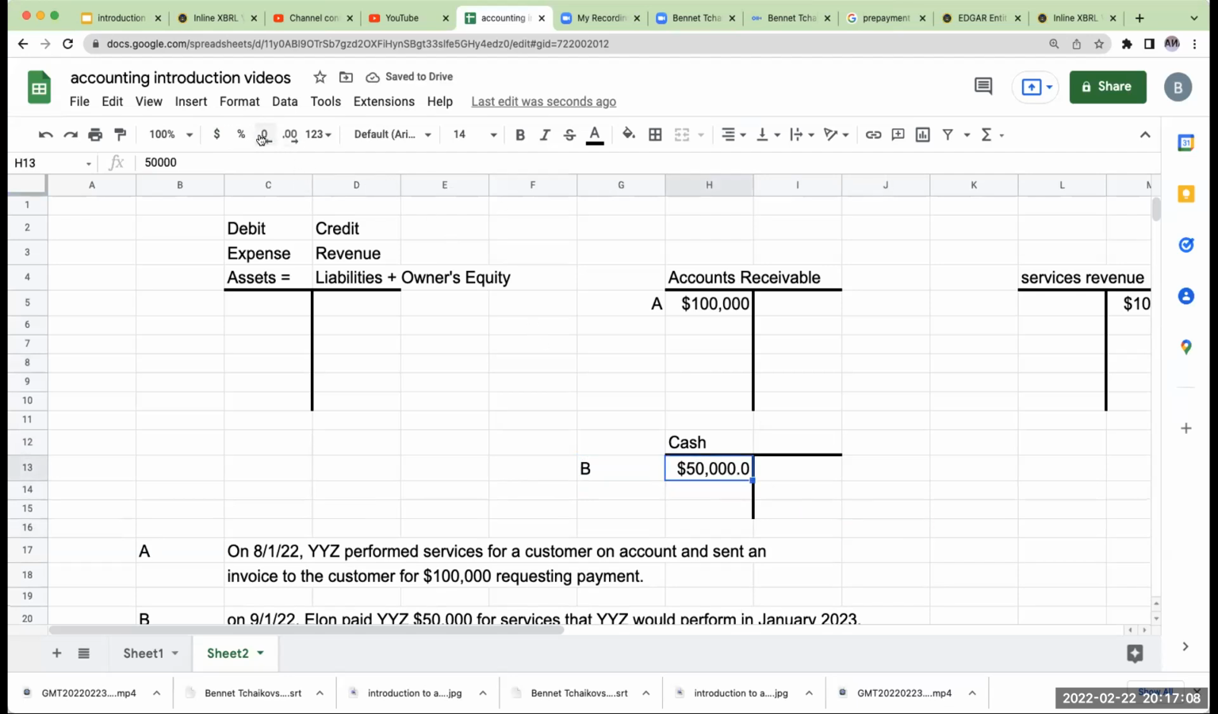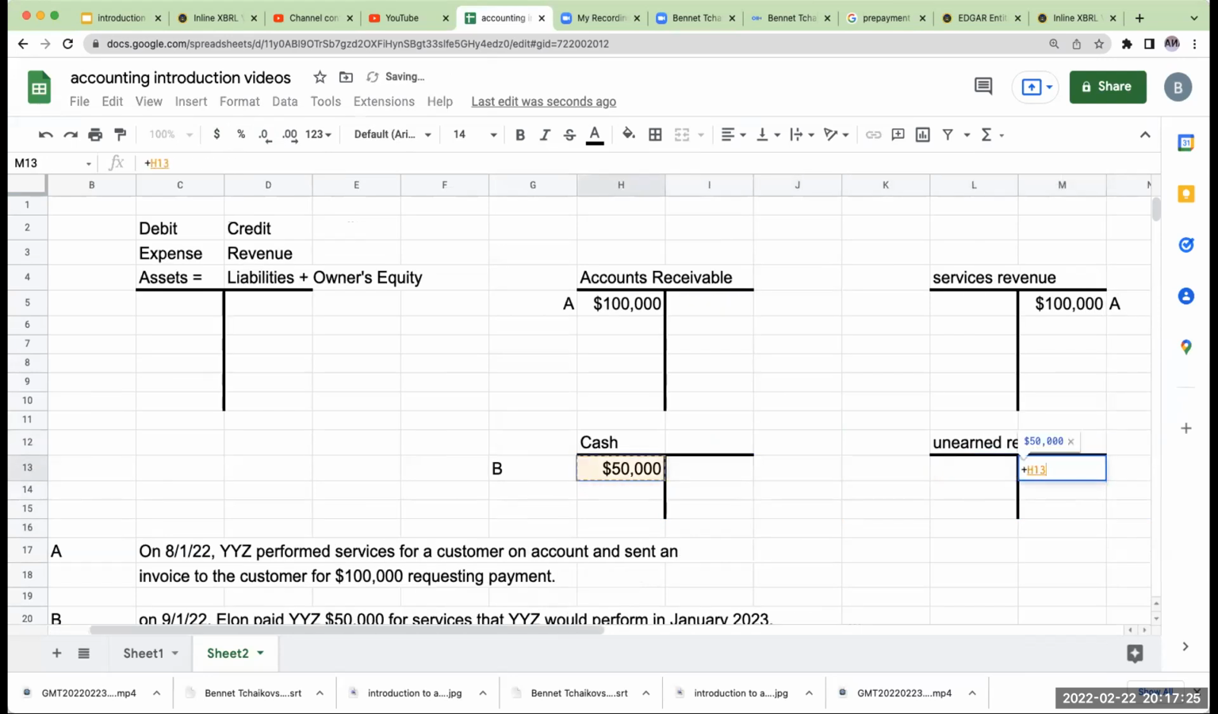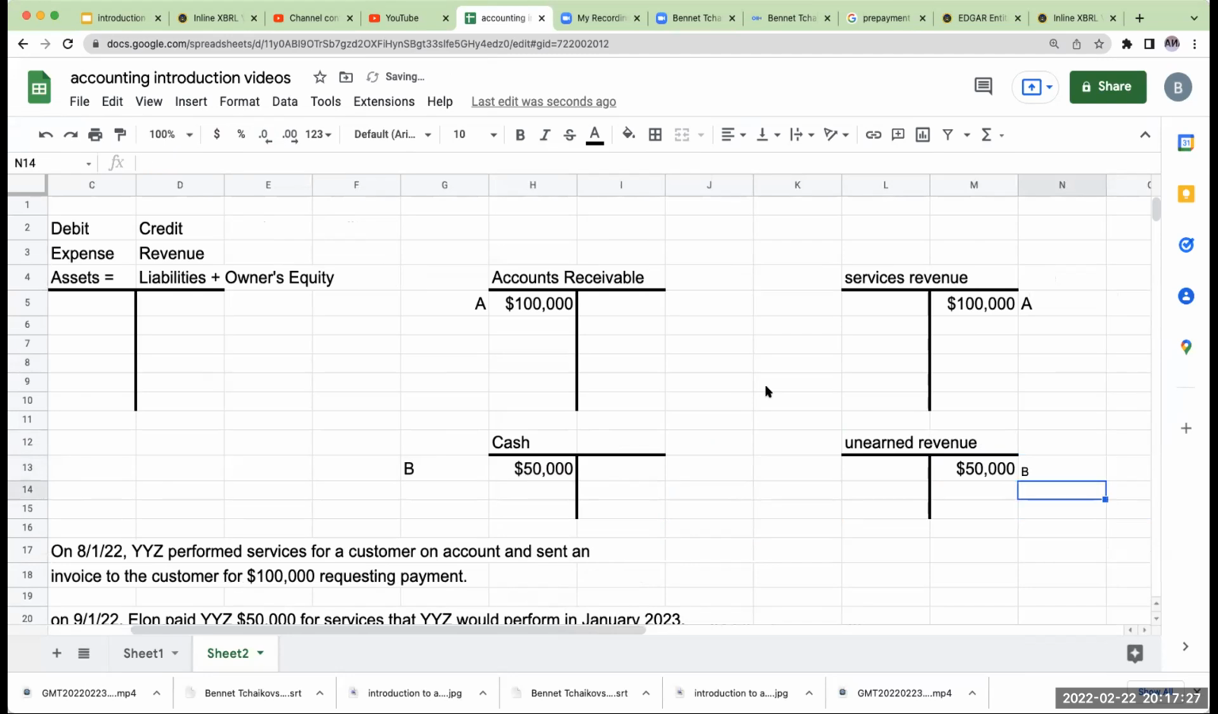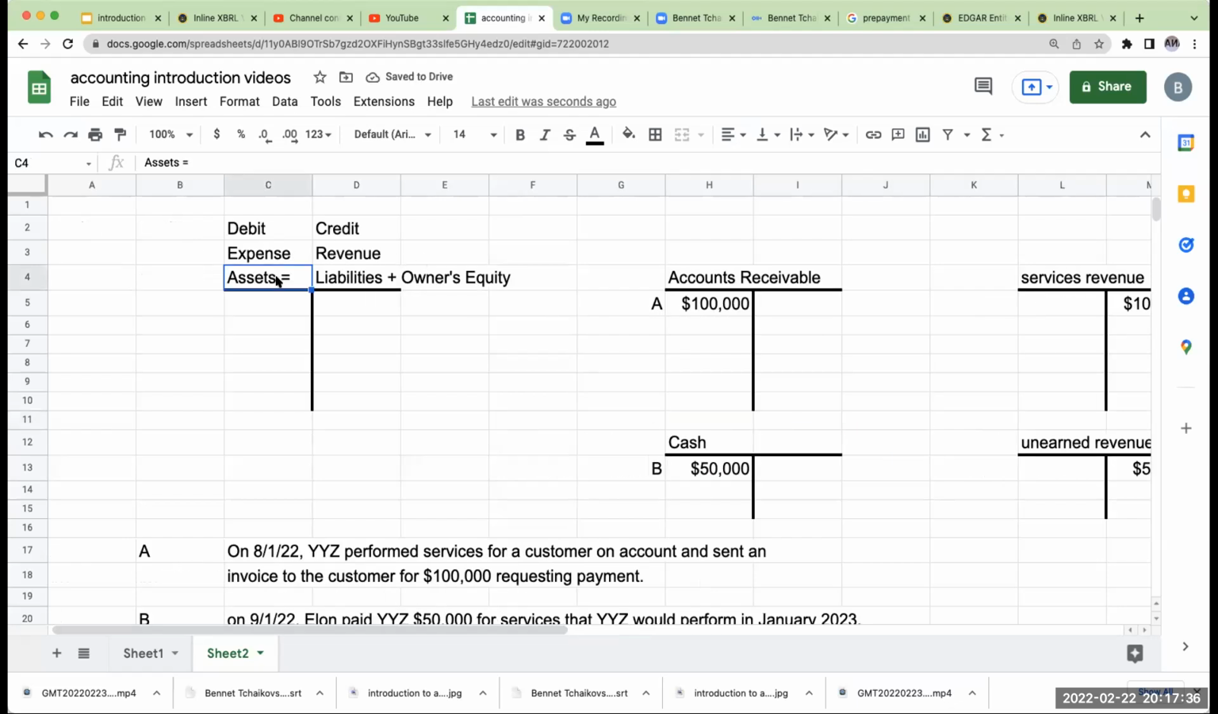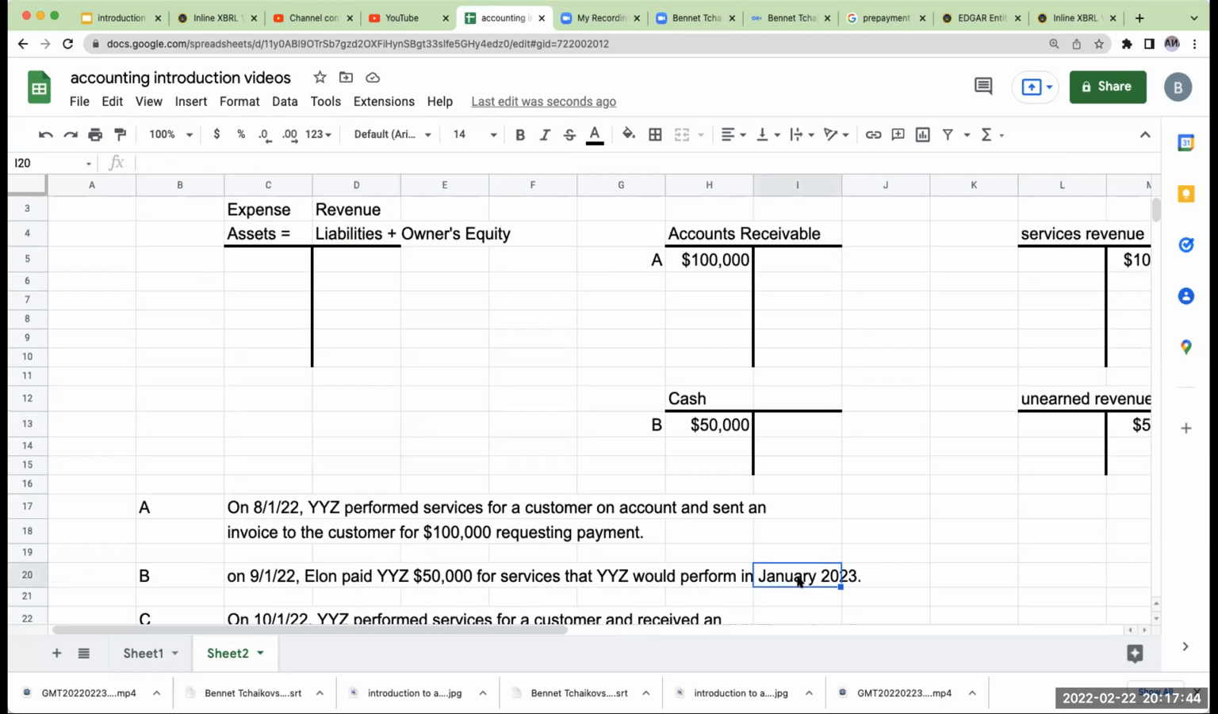Now, what account do I want to credit? Well, I haven't done the work yet. So what I'm going to go through and record is something called unearned revenue, which is a liability, right? So I'm going to credit unearned revenue for $50,000. This is a liability. It is not revenue because I have not yet done the work, right? So again, everything has to make sense here. I'm getting cash. Cash is an asset. I'm going to show that increase with a debit. Unearned revenue is a liability. I have an obligation. I've got to perform those services in the future. That's going to be a credit.